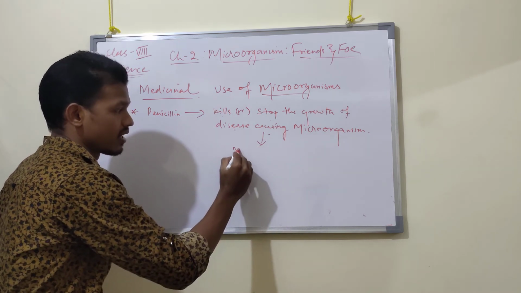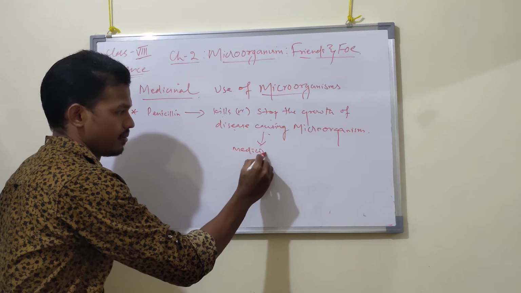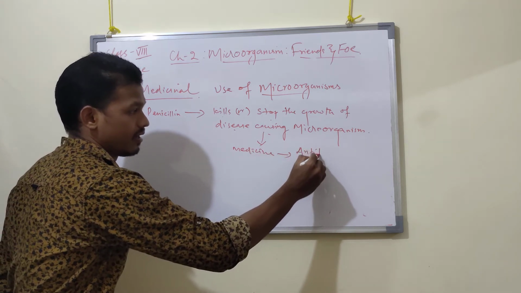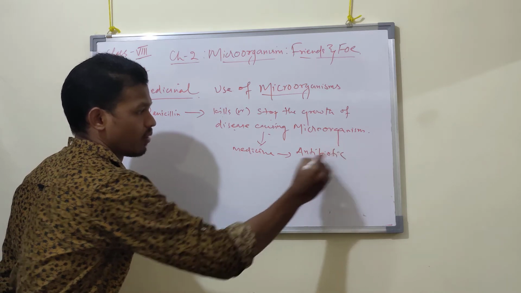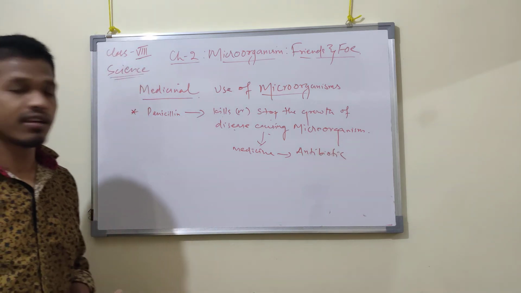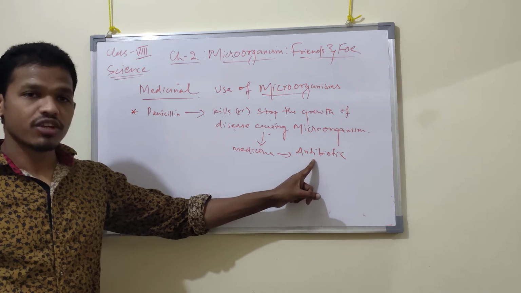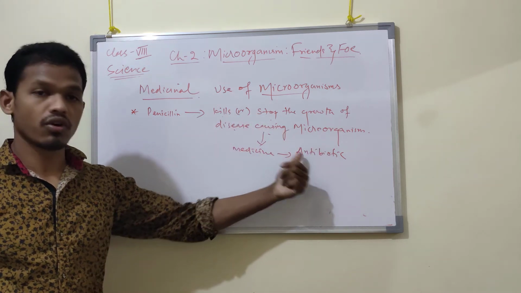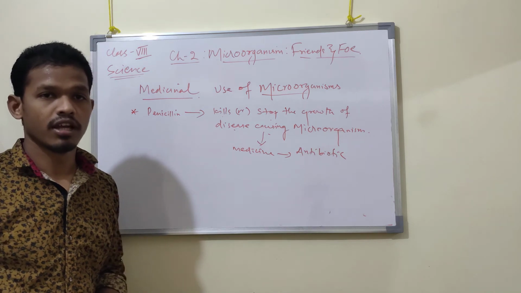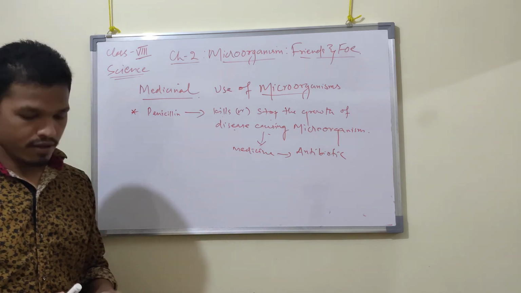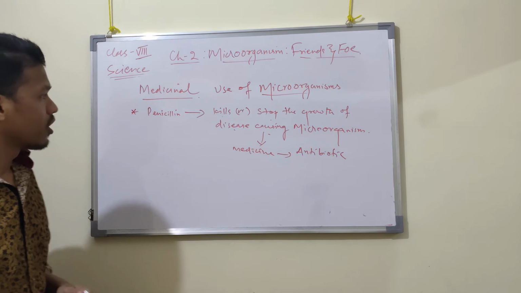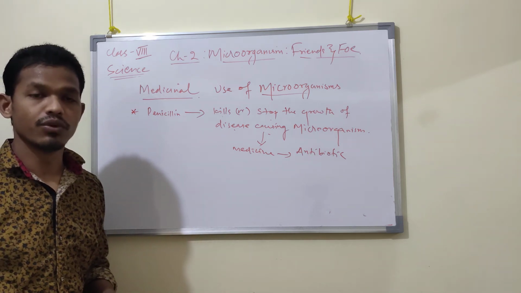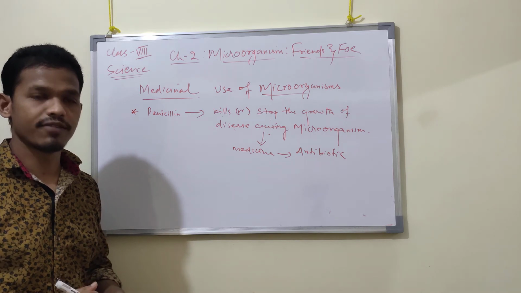Those medicines are called what? Antibiotics. What is an antibiotic? Antibiotics are the medicines which kill or stop the growth of disease-causing microorganisms. Nowadays you have commonly seen various types of antibiotics. Doctors use different types of antibiotics.